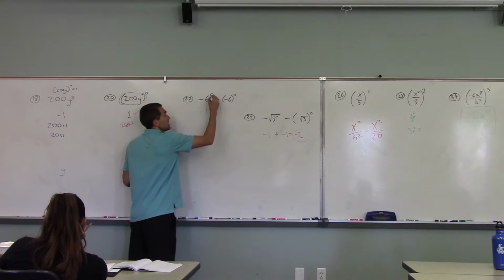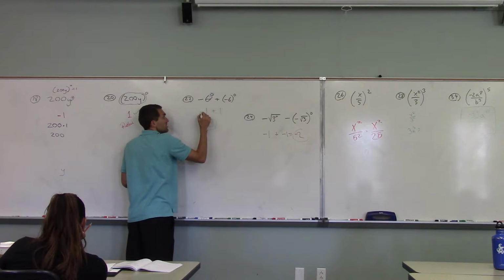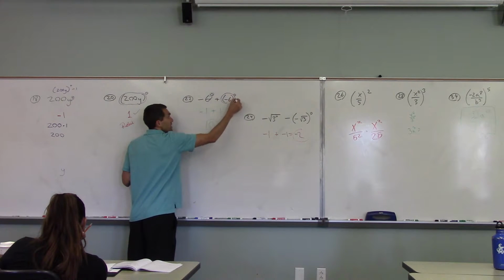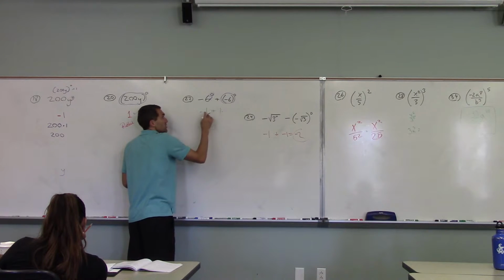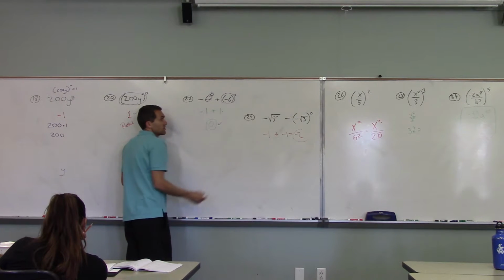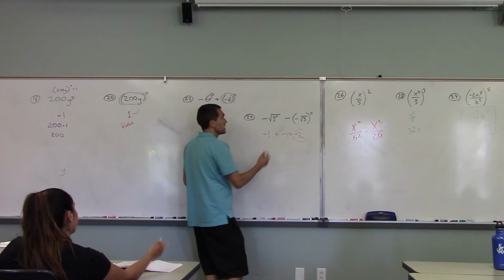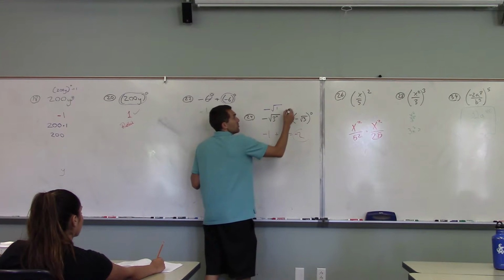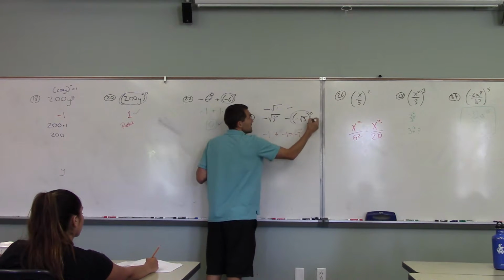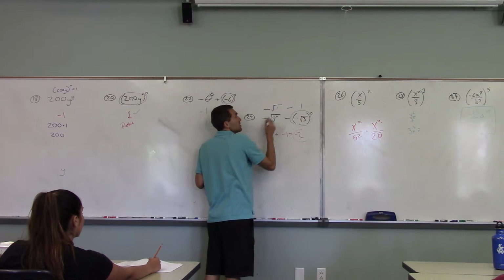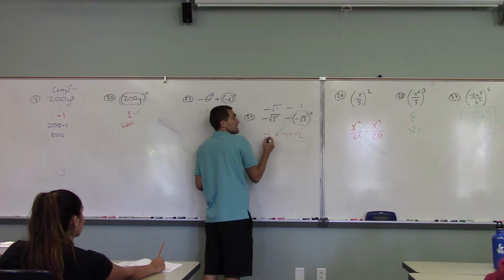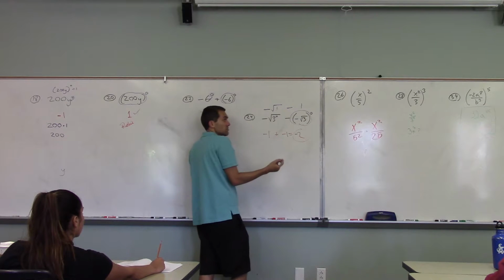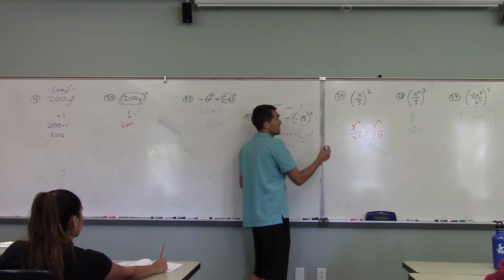This one, it's the six to the zero power, so that becomes one, negative stays. Plus the whole thing to the zero becomes one, so negative one plus one is zero. This one, just to show an extra step or two, is negative the square root of three to the zero, which is one, minus the whole parentheses to the zero, which is one. So the square root of one is one, so that's negative one plus negative one, or negative two.